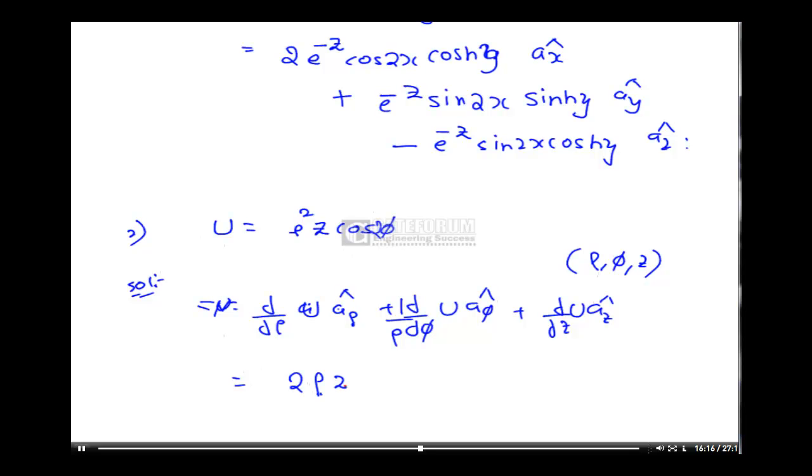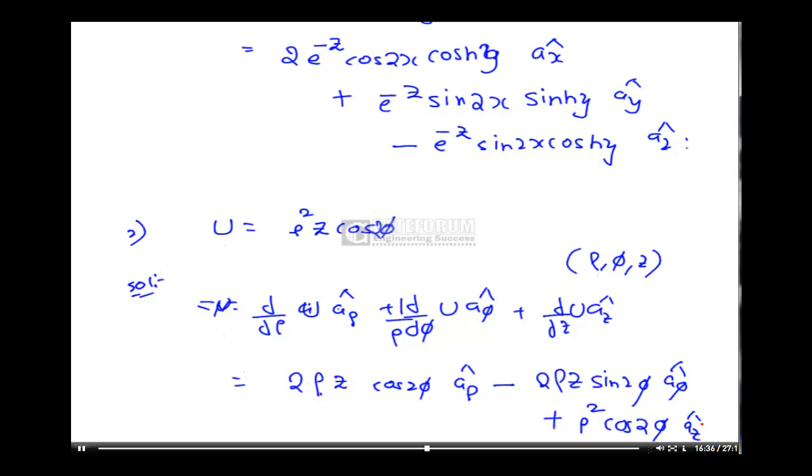You will get 2 rho Z cos 2 phi a rho minus 2 rho Z sin 2 phi a phi plus rho square cos 2 phi a Z. So this is the answer. Just differentiate and verify your answer. So like this we can calculate the gradient. The only thing is you have to remember the formula.